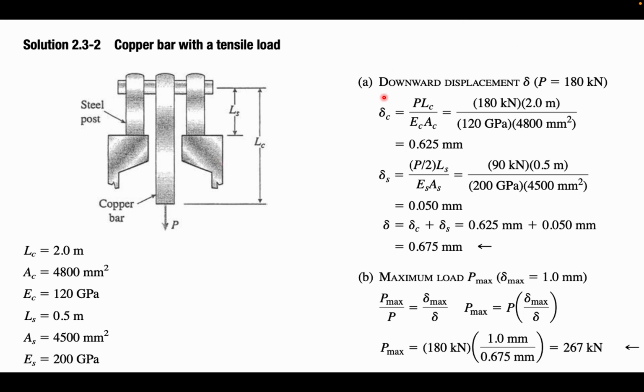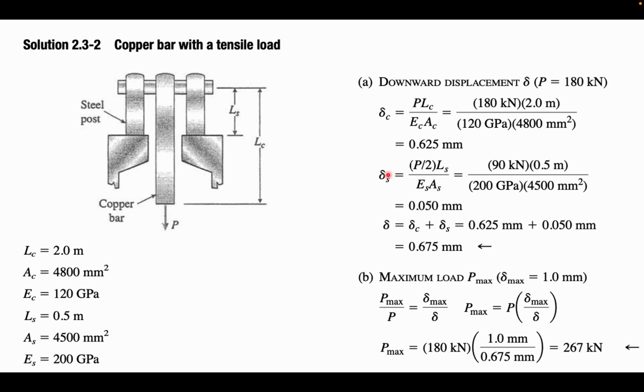Now here, to figure out the downward displacement delta, we know that the load is given as 180 kilonewtons. To find the downward displacement of copper, delta C will be equal to P times the length of C, divided by E_C and the cross-sectional area of the copper section. Then by substituting all the values, we get the value of delta C as 0.625 millimeter.